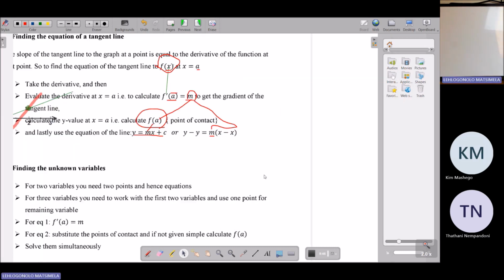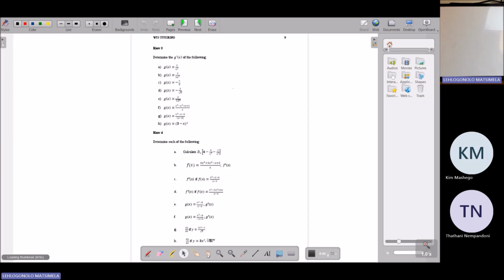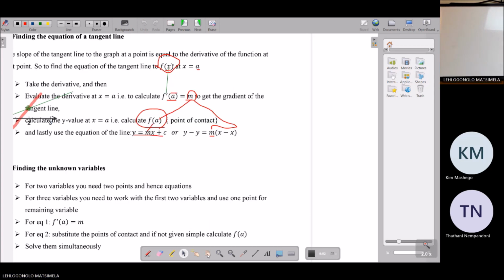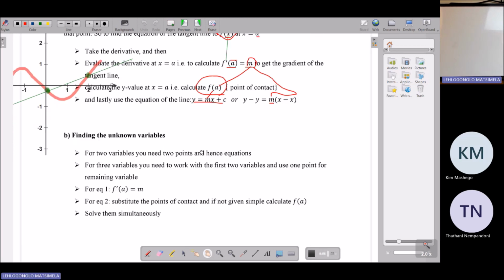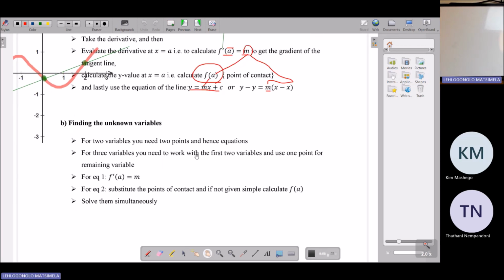Okay. Second part, which is part number B. On part number B, let's hear what they are having for us. They said that for two variables, you need one point and hence equations.